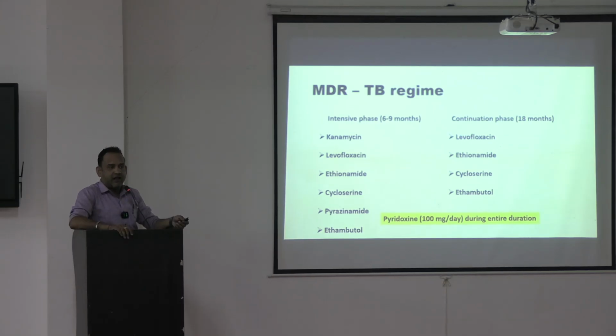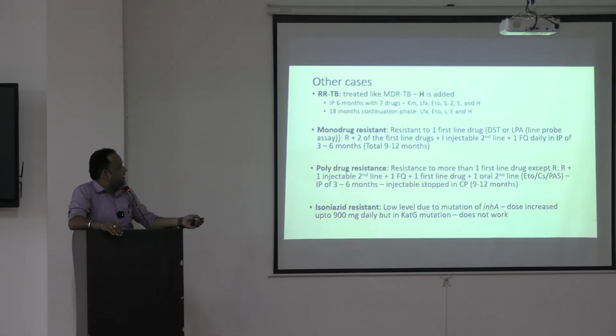Then we have to consider XDR. If the sputum comes negative, then after 3 to 4 months of sputum negativity, we can start the continuation phase with 4 of these drugs: levofloxacin, ethionamide, cycloserine, and ethambutol. We are omitting kanamycin or capreomycin and pyrazinamide, like in drug-sensitive TB. Okay, so these are the other cases.